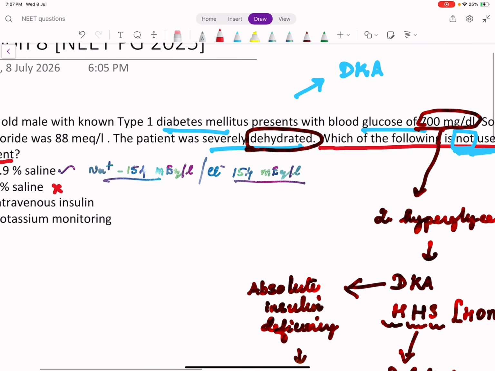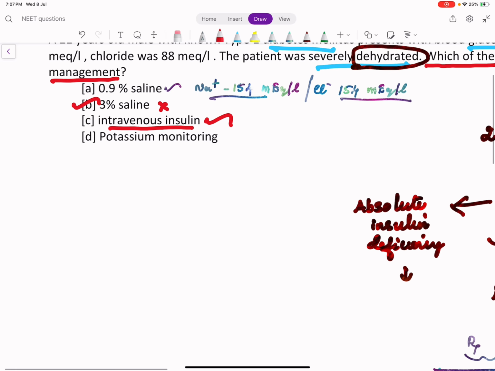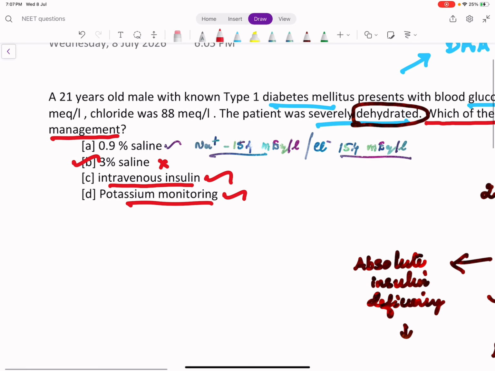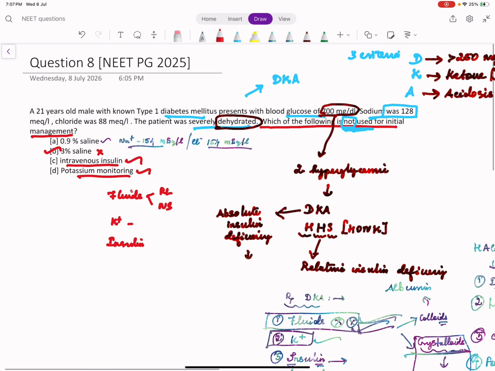So the question is which is not used in initial management. So this seems to be a correct answer, but we'll read the other options also. Intravenous insulin, obviously it is used. We discussed it is the third step in management, and potassium monitoring is the second step. So fluids, either Ringer's lactate or NS initially, then potassium supplementation and monitoring, and then insulin and glucose control. 3% saline is not used, hence it is the answer in this case.